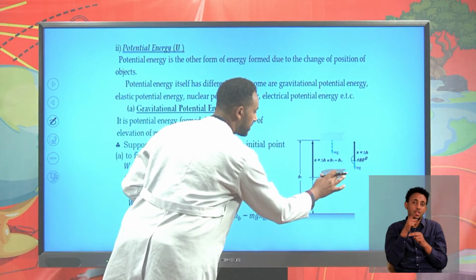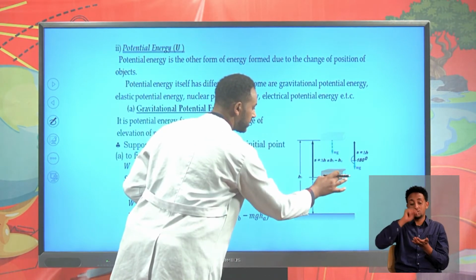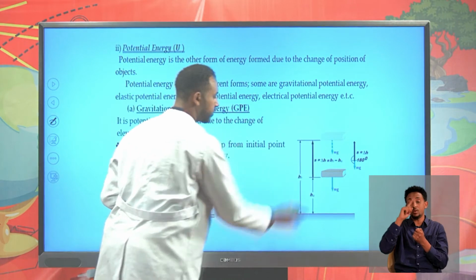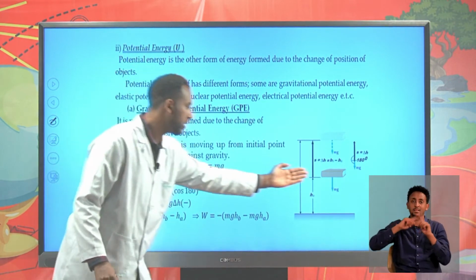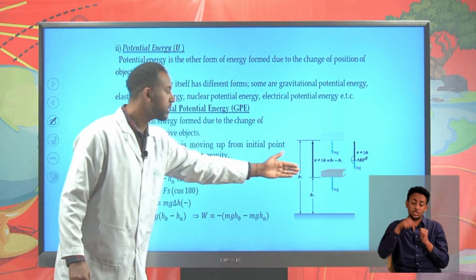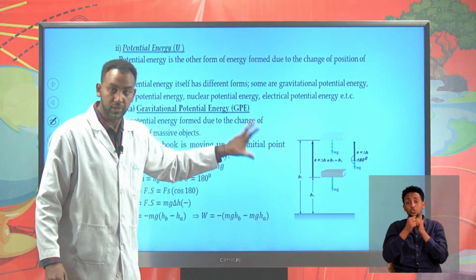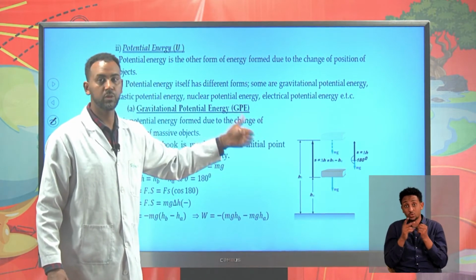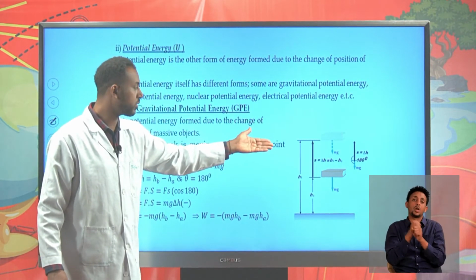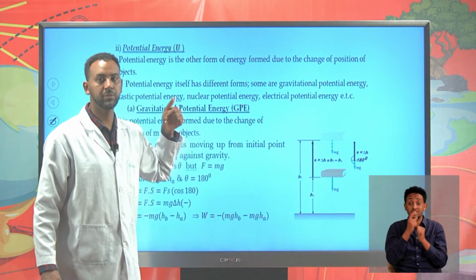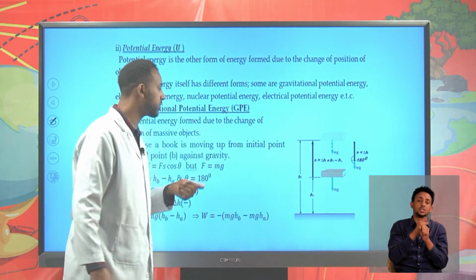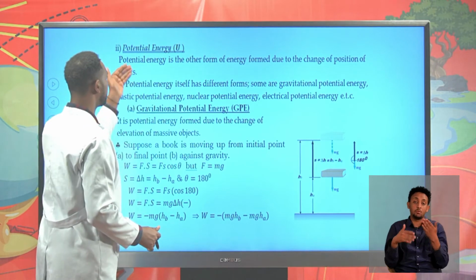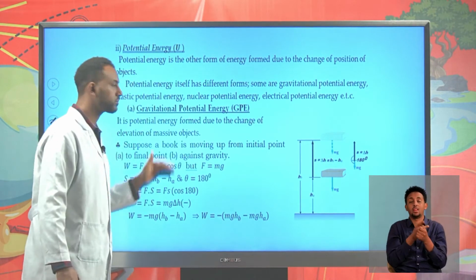Suppose this object is moving from point A to point B, a different elevation. You can shift this way or this way. There will be a change of position. Due to that change of position, there will be work performed on it. And the change of something that enables us to perform work is energy. The type of energy here is known as potential energy.